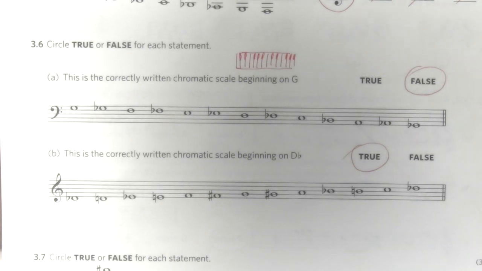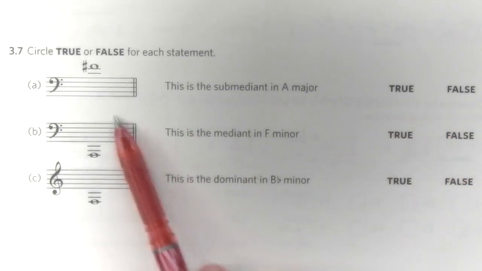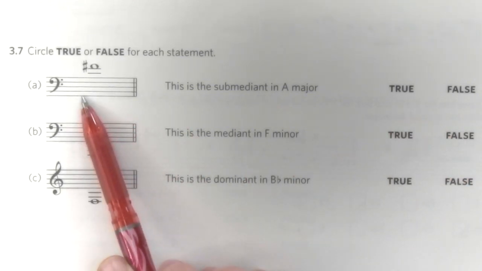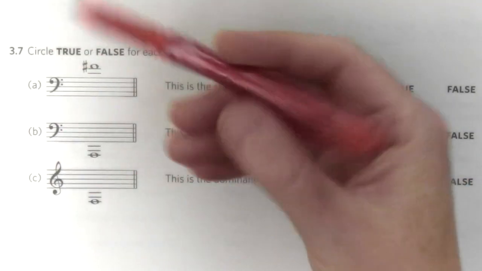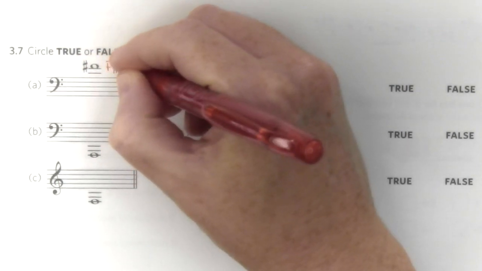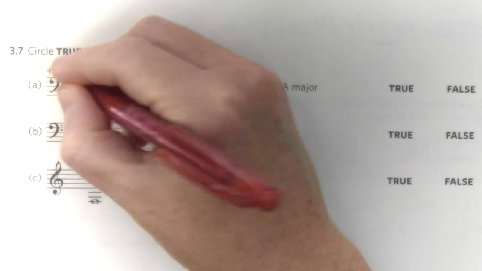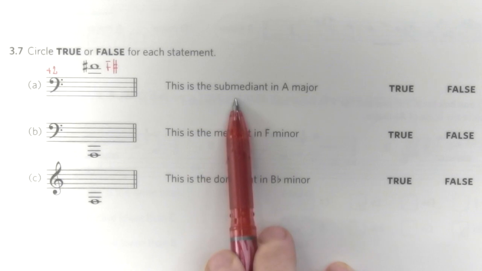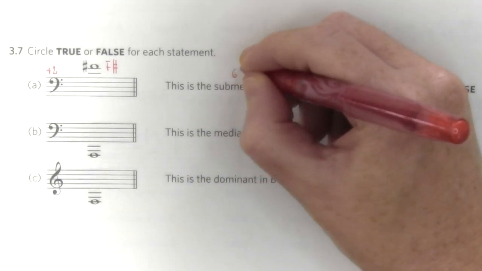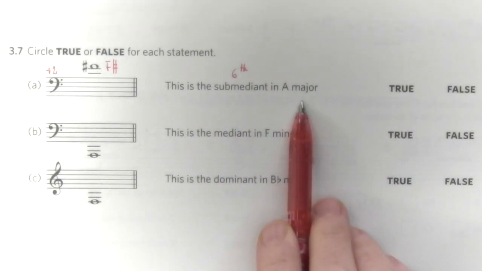Okay, number 7. We need to circle true or false for each statement. Let's have a look. This note, which is Fa sharp in bass clef, treble clef +2 if you want, is the submediant, which is the 6th degree of A major.